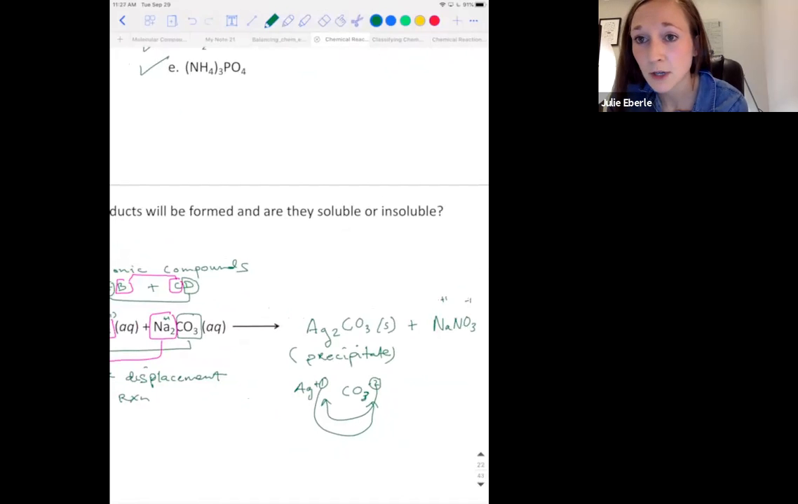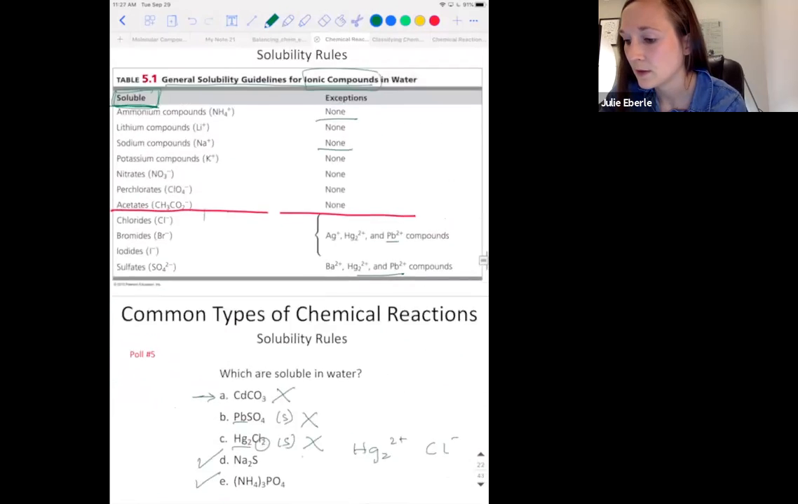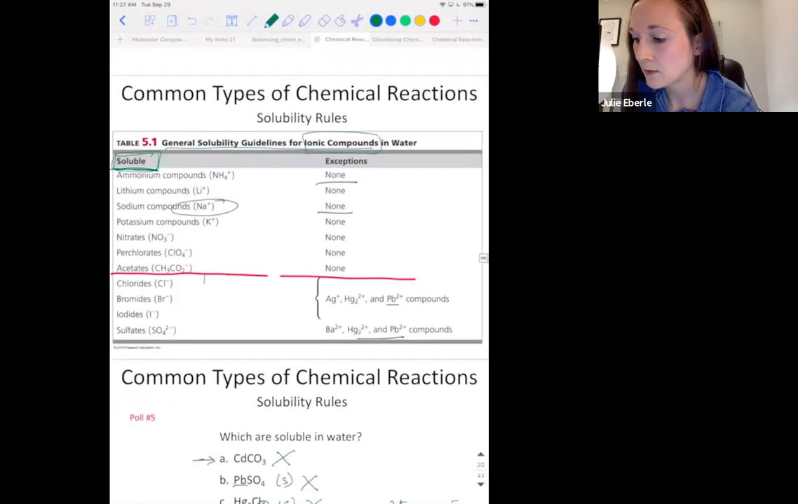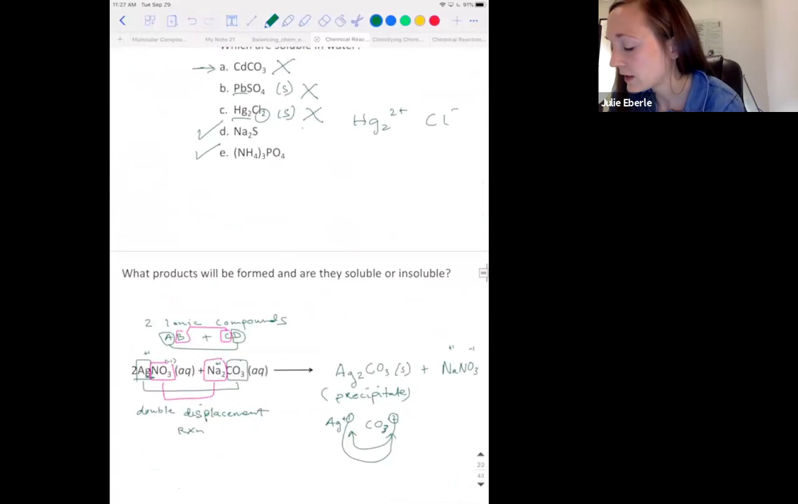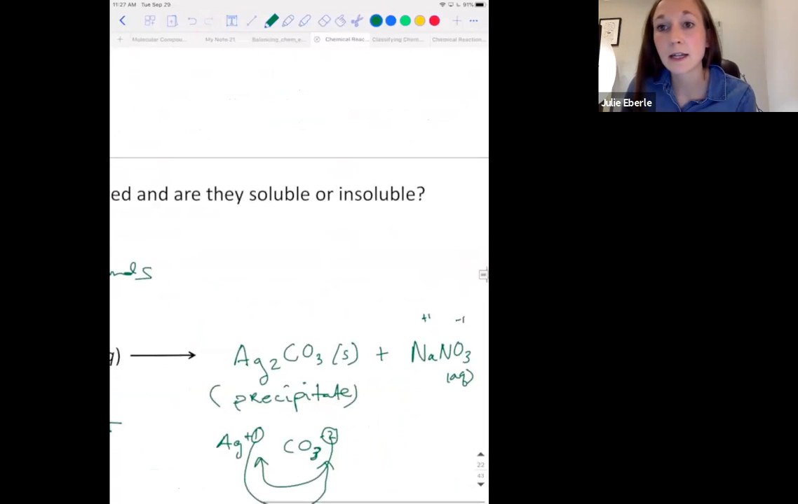Now, is sodium nitrate soluble or insoluble? Let's look at our solubility rules. I see sodium right here. If sodium is your cation, no exceptions. And look right here, if nitrate's your anion, it's soluble, no exceptions. So this is definitely, I don't have room to write it on the same line, but I'll write AQ. Okay, I'll write AQ to indicate it is not going to form precipitate, it's soluble.